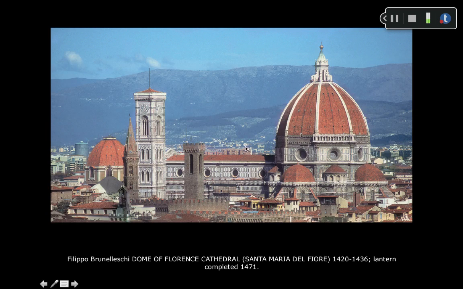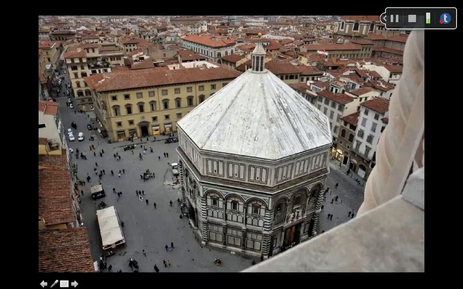So now I wanted to look for a moment at the dome itself and look specifically out in front of it where we'll see the baptistry. This is the baptistry, and this is the building which inspired Filippo Brunelleschi to create his technique for linear perspective.